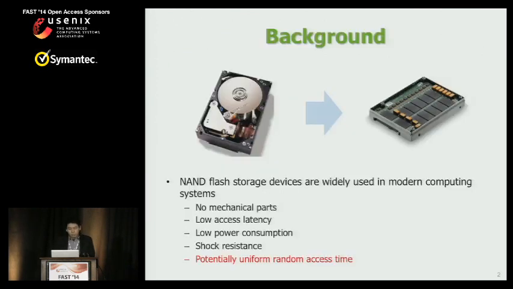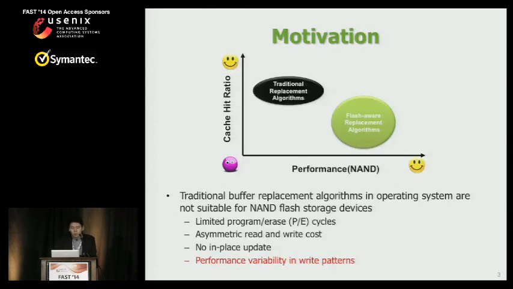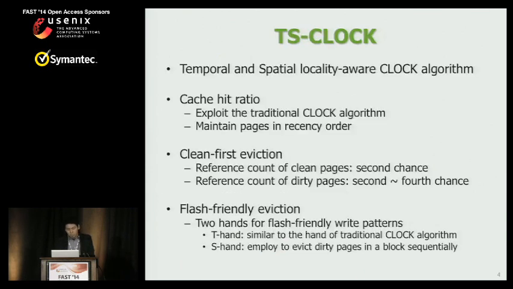These days, NAND flash storage devices are widely used in modern computing systems because they have many technical merits. However, traditional buffer replacement algorithms in operating systems are not suitable because they consider only the characteristics of hard disk drives. So we propose the TS clock buffer replacement algorithm, which considers the characteristics of NAND flash storage devices.